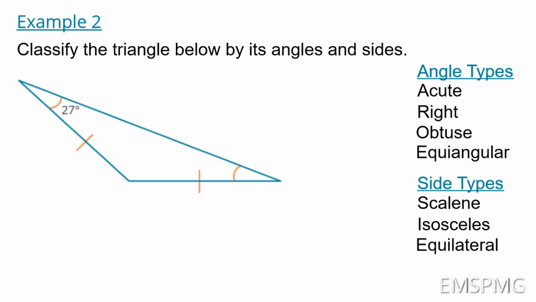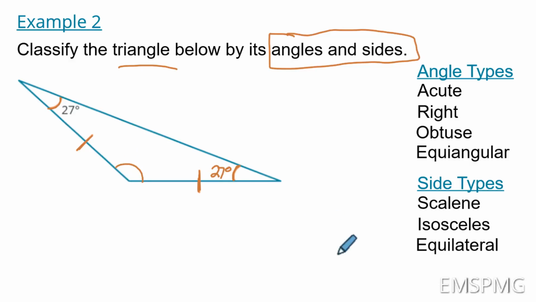Okay, example number 2. Look at this one. We need to classify the triangle below by its angles and its sides. So by both of the systems. So here's all the angle type choices, and here's all the side type choices. And so if we look here, we see this indicator that this angle is congruent to this angle. So if this is 27, then this is 27 degrees. And then we see from these indicators that this side is congruent to this side. And we don't know what this angle is yet, so let's figure this out.